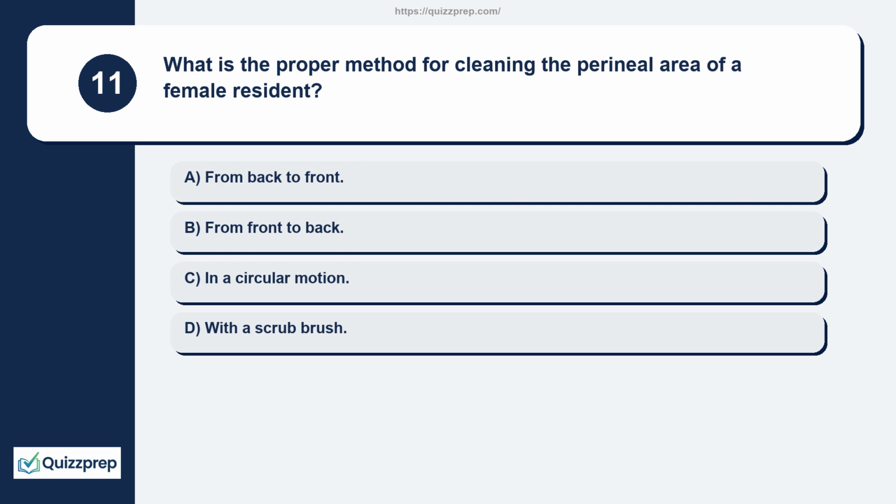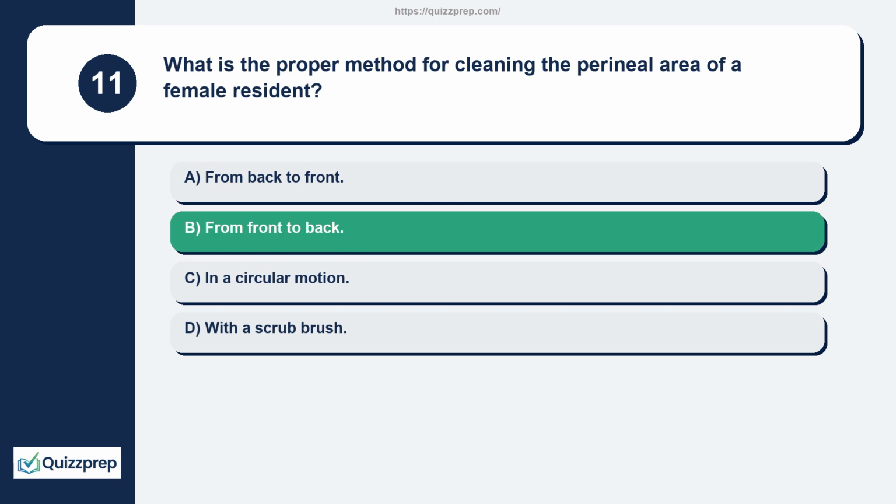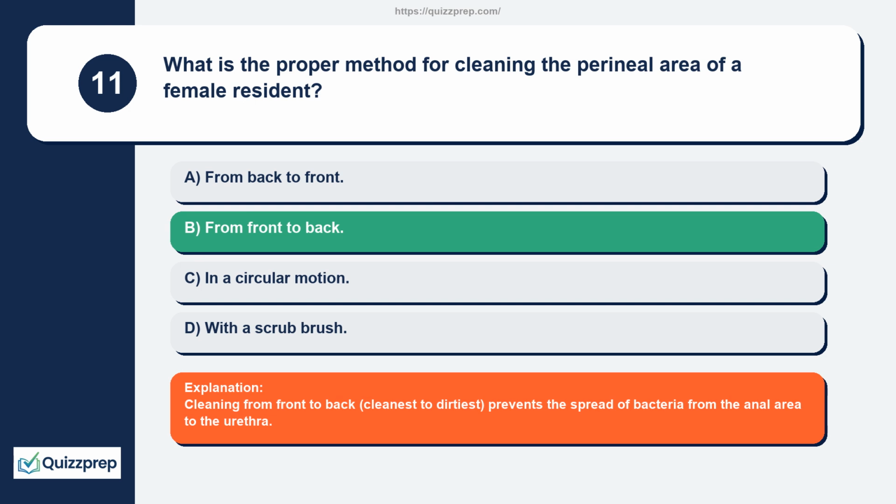Question 11. What is the proper method for cleaning the perineal area of a female resident? From back to front, from front to back, in a circular motion, with a scrub brush. Cleaning from front to back, cleanest to dirtiest, prevents the spread of bacteria from the anal area to the urethra.